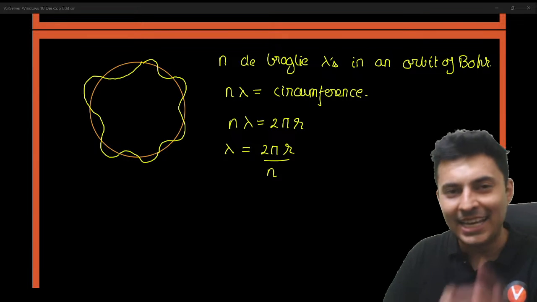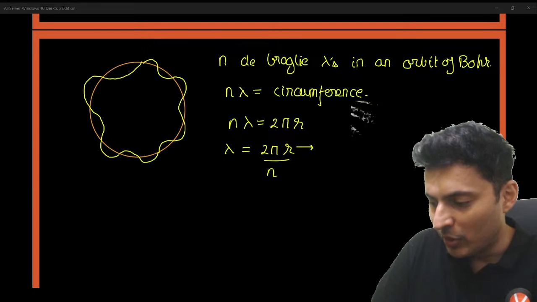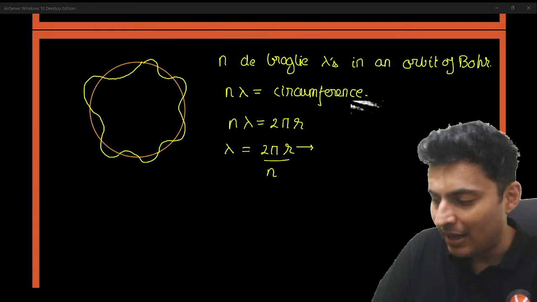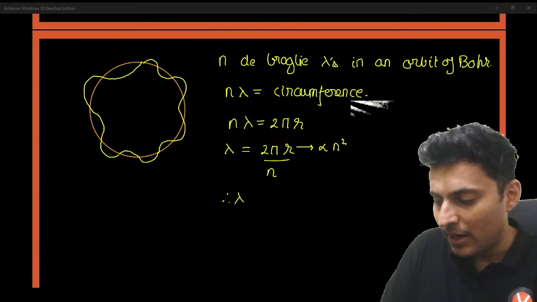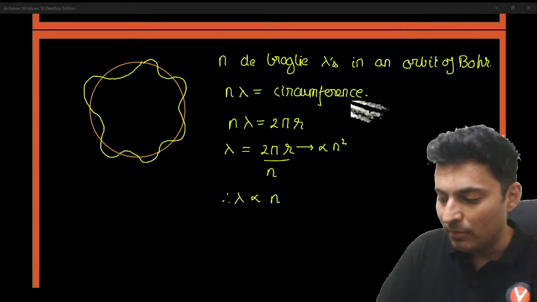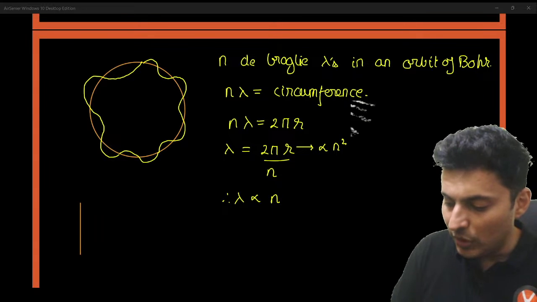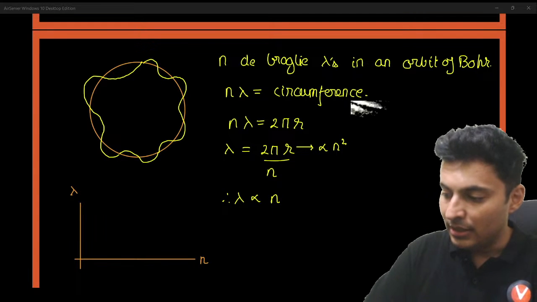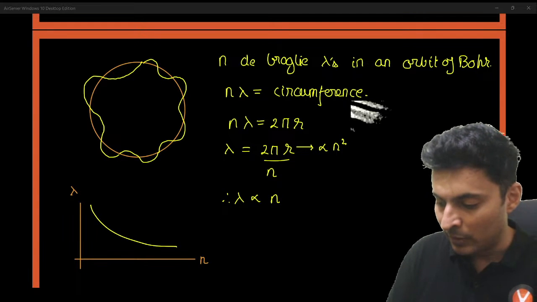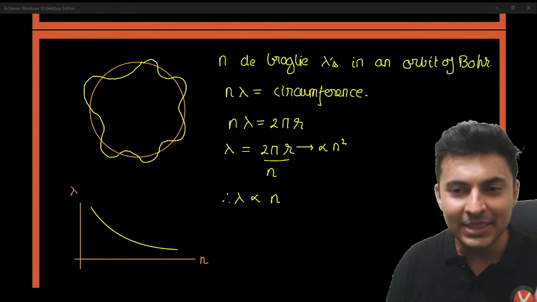2 pi r by n. But remember, r itself was proportional to n square. Remember this? R was proportional to n square. So therefore, lambda will be directly proportional to n because one of the n will cancel off. That means if you draw the graph of the de Broglie wavelength versus n, it will look something like this. Keep this in mind.